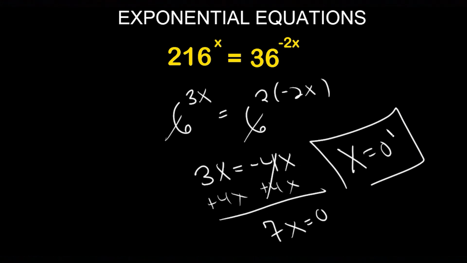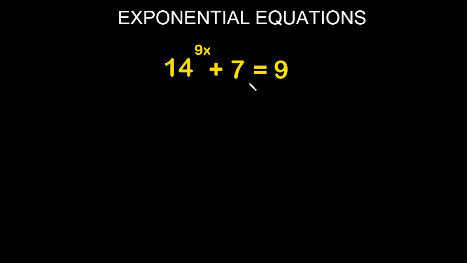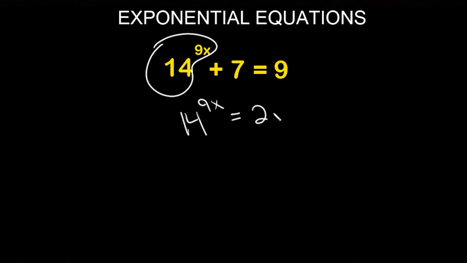All right, let's try some more examples. This time, though, you're not going to be able to change the base. You're going to have to use properties of logarithms. So here's our next example, and this one is definitely different. Notice how you're not going to be able to change the base here, okay? So whenever you have a problem like this, the goal is to isolate the exponential. So I want to isolate this part here before I do anything. So my first step, I have to minus 7. So if I minus 7, I'm going to do 9 minus 7, I'll get 2. So rewriting the equation, I'll get 14 to the power of 9x equal to 2, okay?